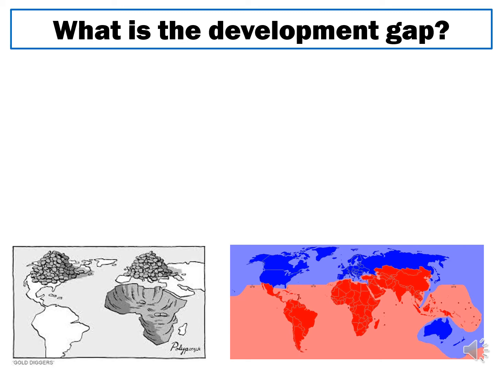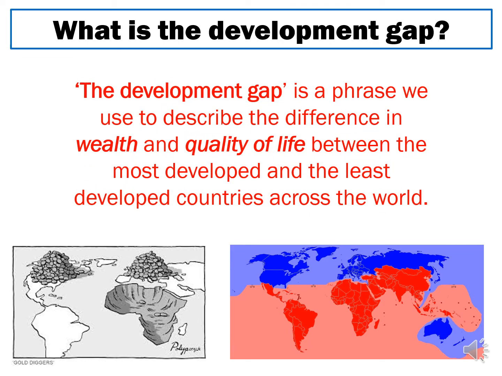This video is all about the development gap and more specifically the strategies that we can use to reduce it. By the development gap, all we mean is the differences in wealth and quality of life between the most developed and least developed countries across the world. So by wealth, we obviously mean how much money they have, and by quality of life, we're talking about how happy and healthy people are that live in that country, how good their lives are.